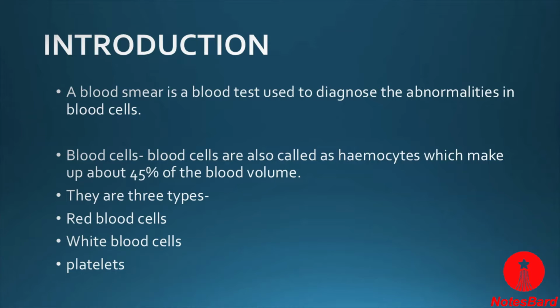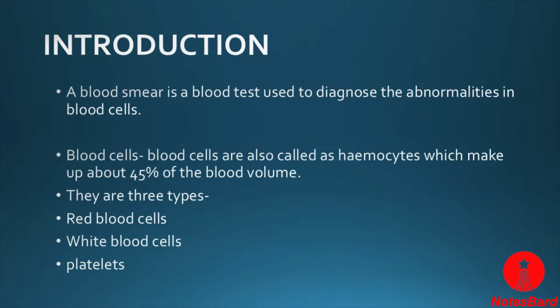So basically we know that blood is a type of connective tissue found in humans and other organisms also. So the blood cells, called hemocytes and many other names, make up about 45% of the total blood volume of an organism, and the rest of the blood volume is made up of blood plasma. So these blood cells are of three types.